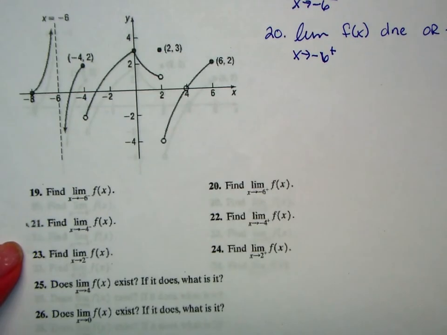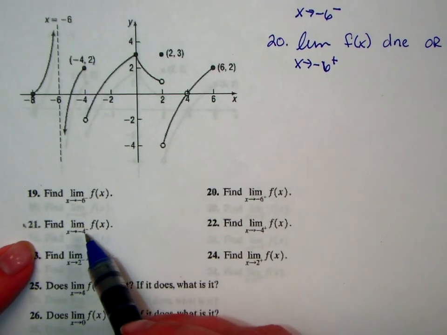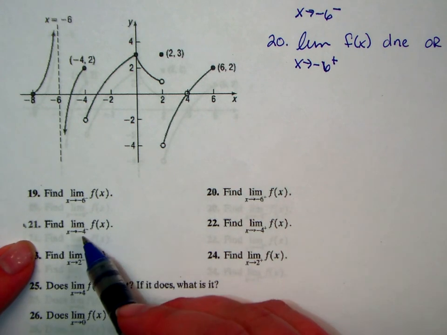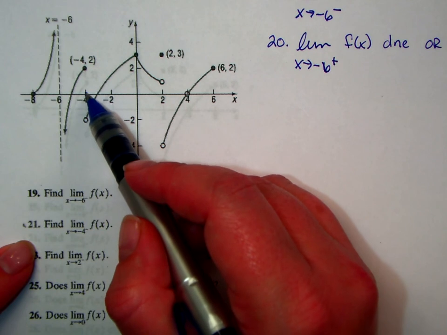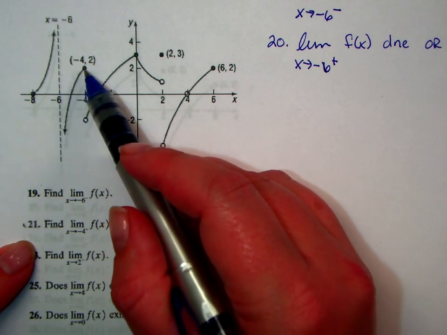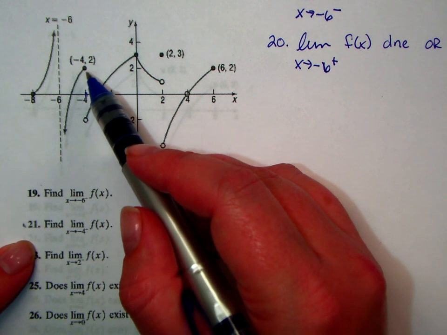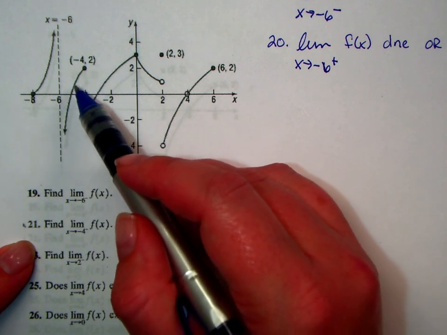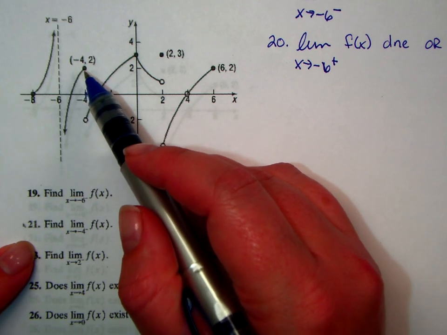All right, number 21. Find the limit as x approaches -4 on the negative side. Okay, so on the negative side of -4, we're on the left. So here's -4. On the left of -4, we're looking at this piece here. But instead of heading farther away from -4, I need to head closer to -4, right? So as we get closer and closer to -4, these function values are going up to 2.